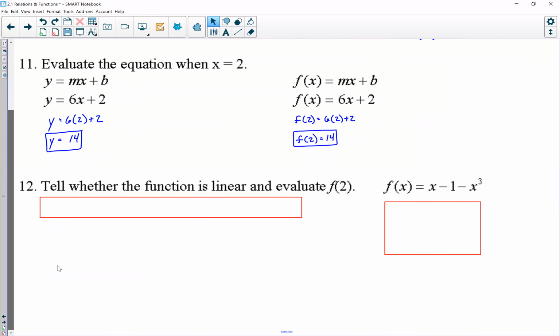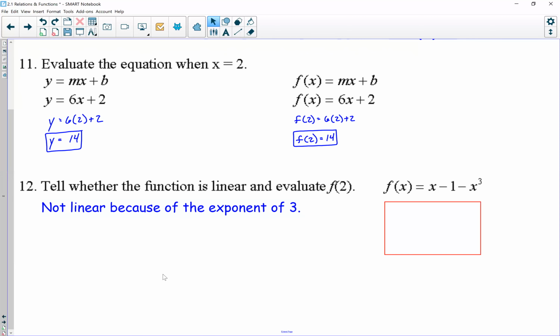So now, tell whether this function is linear and then evaluate it for f of 2. So the function that you're given is f of x equals x minus 1 minus x cubed. Is that a linear function? This is not a linear function because of the exponent of 3. Remember, just above in your notes, linear functions or linear equations have to be able to be written in the form y equals mx plus b. There is no exponent of 3 in that form, so this would not be linear.